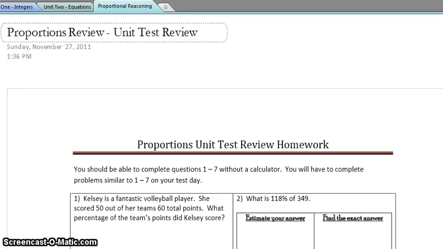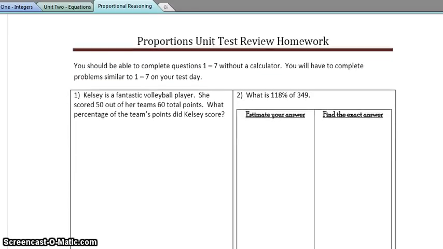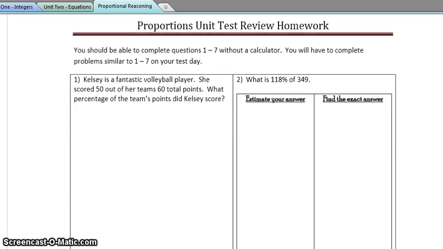You should have done this homework already, and hopefully you're just checking your answers. So let's get started. Remember, 1 through 7 needs to be done without a calculator. So as I'm working on the first couple problems, you'll see me working without a calculator.